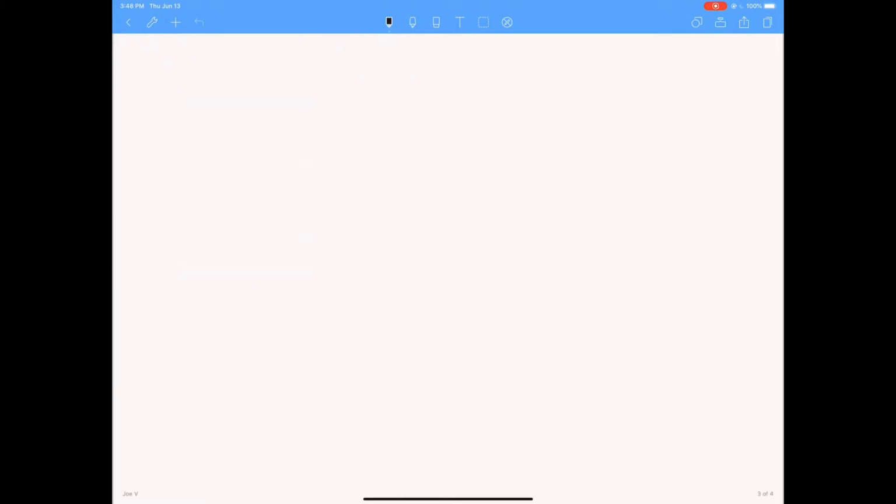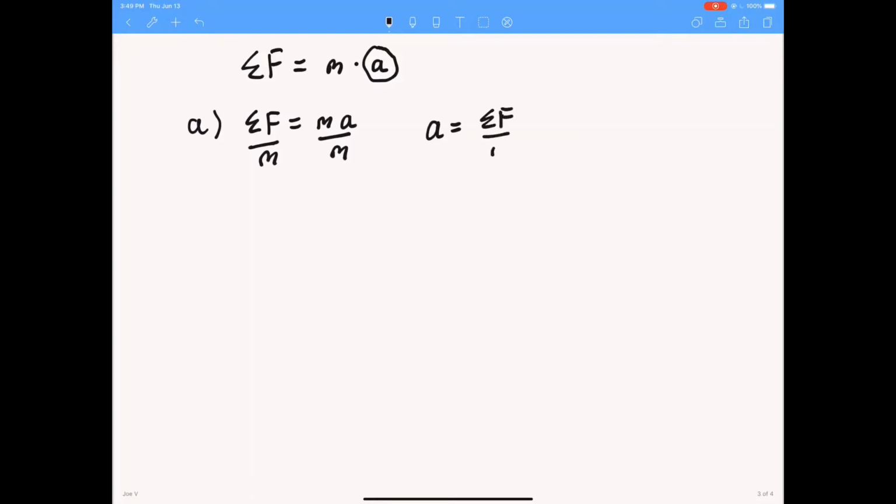First up, we need to know what Newton's second law of motion is. Newton's second law of motion is net force equals mass m times acceleration a. For this problem, we need to solve for acceleration. What we do for part A is use the net force equals mass times acceleration formula and divide mass from both sides. As a result, your acceleration equation is net force divided by mass.